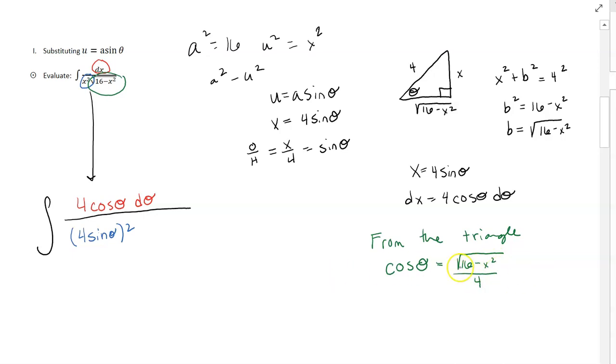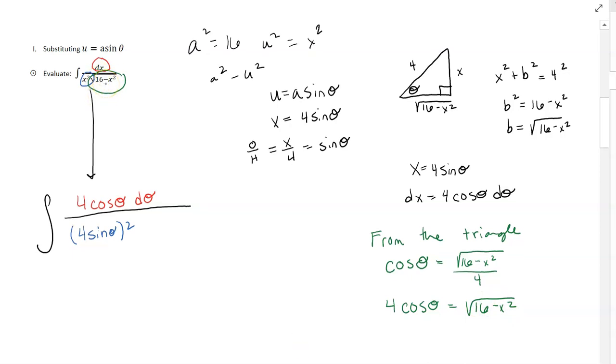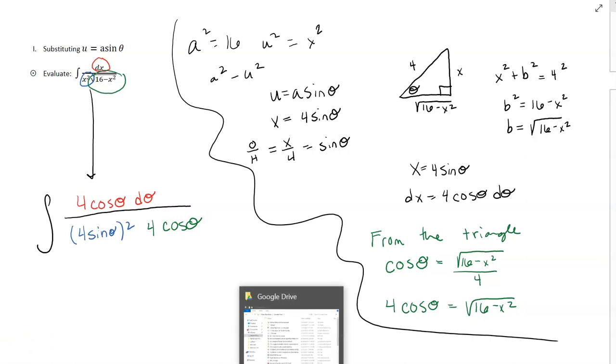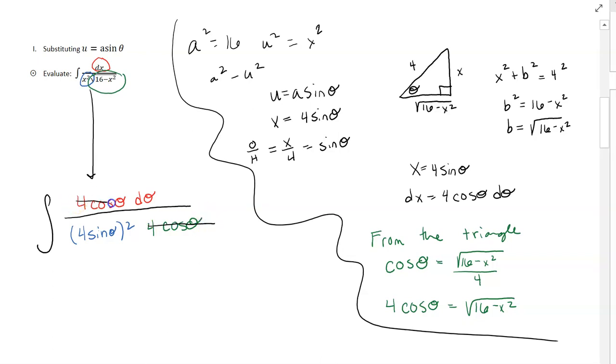And if I multiply both sides by 4, I get that 4 cosine of theta is equal to the square root of 16 minus x squared. So I can now replace that square root of 16 minus x squared in the denominator with a 4 cosine of theta. So now this is what we're going to be integrating. I'm going to cancel what cancels. I notice I can cancel a 4 cosine of theta from the top and the bottom. And 4 squared is 16. I'm just going to bring out 1 over 16. And I'll have 1 over sine squared of theta, d theta.